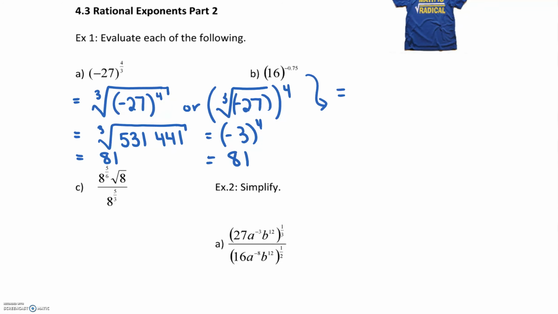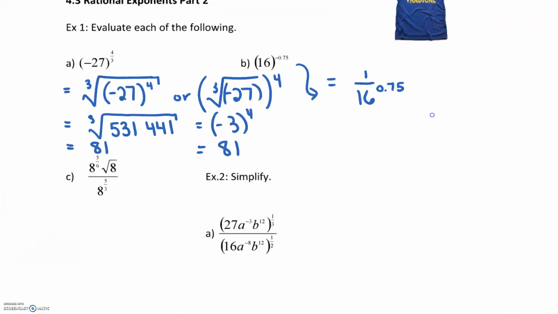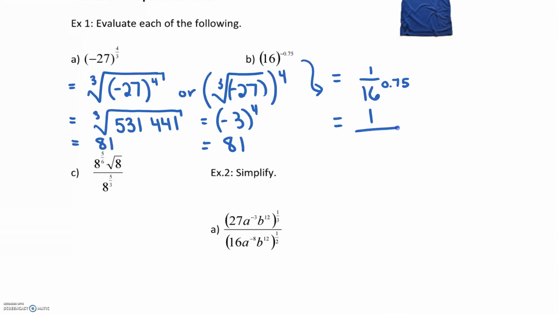Okay, so for question B, we have a negative exponent here. You have to remember that negative exponents create fractions. So we're going to create a fraction of 1 over 16, and it's now going to be to the power of positive 0.75. Now you just use your calculator and type this in. It basically is a calculator game at this point. When you type in 16 to the power of 0.75, you get 8.